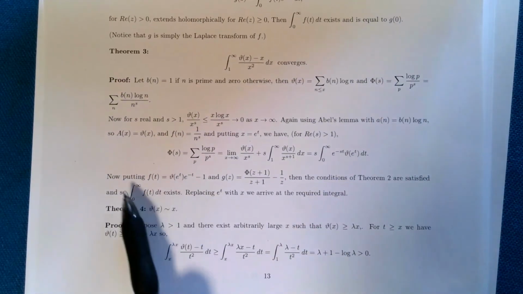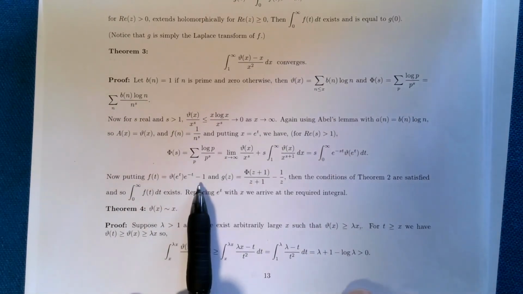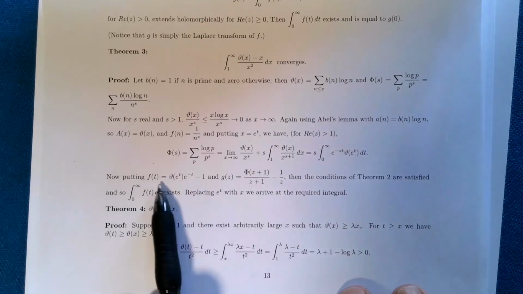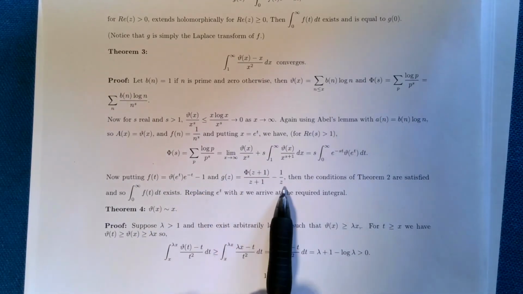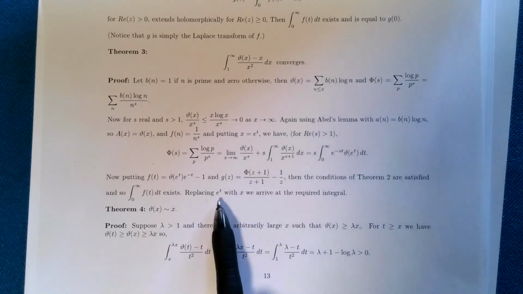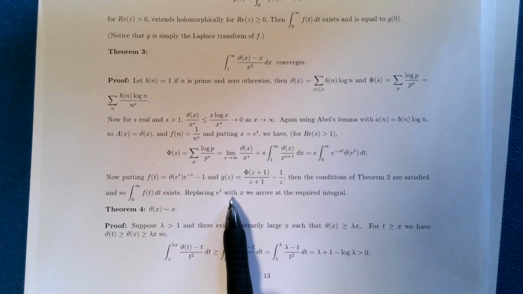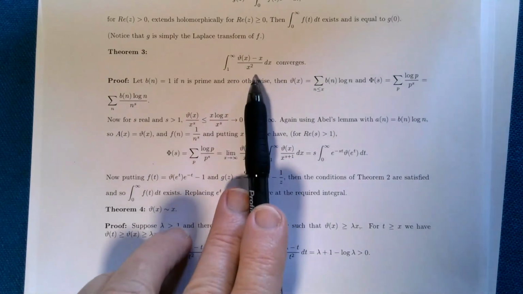So I want to be able to use this analytic theorem, so put f of t to be this and g of z to be this expression. Then the conditions of theorem 2 are satisfied, and so this integral exists, and if we replace e to the t with x, we arrive at the appropriate integral that we had up here, and that means this thing here converges.